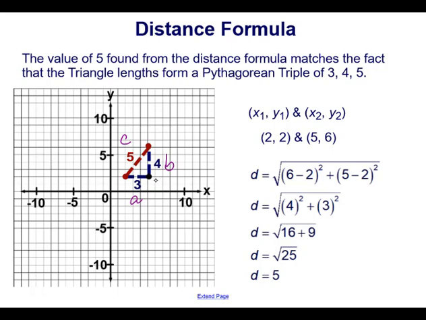But if we plug these numbers into the distance formula, if we have x1 of 2, y1 of 2, x2 of 5, and y2 of 6, and we substitute in for x2 minus x1 squared plus y2 minus y1 squared, you can see when those values are simplified, we get that the distance is 5. The value of 5 found from the distance formula matches the fact that the triangle lengths form that Pythagorean triple of 3, 4, 5. The formula finding the value of 5 matches our prior knowledge that we know that length should have already been 5. So the distance formula works.